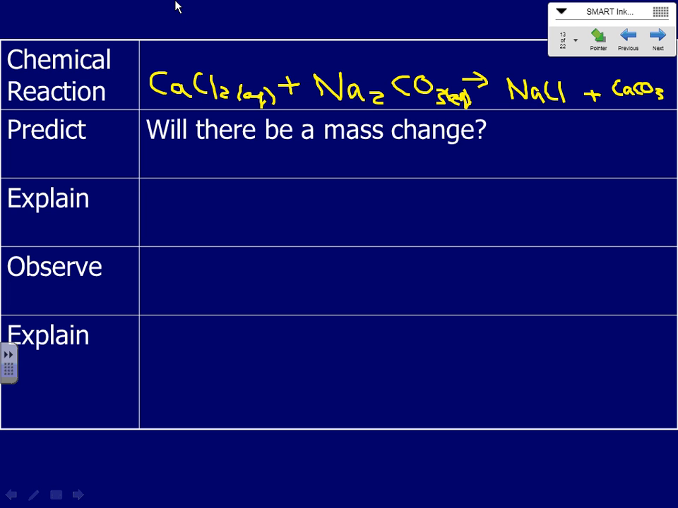In this experiment, we're not worried about any heat generated, so we don't need an isolated system. We just want to worry about what happens to the matter or the mass. So we need a closed system, and that's why I put that stopper on it.